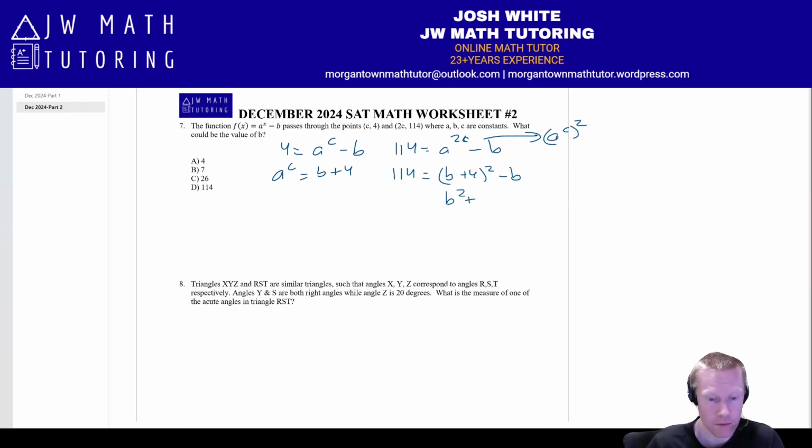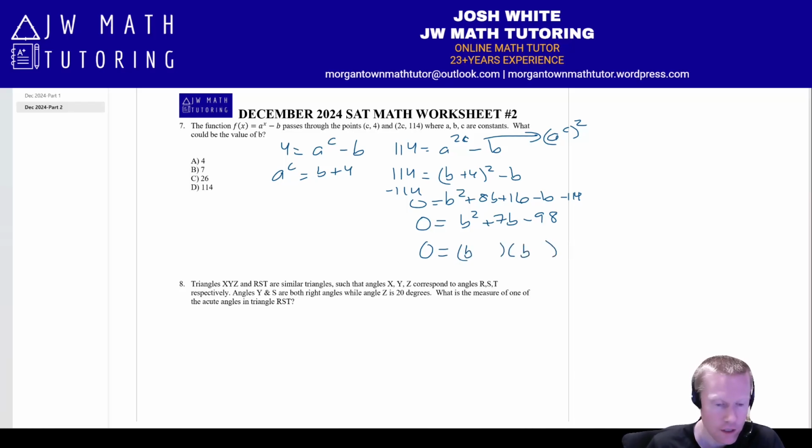If you square this out, it's going to be b squared plus 8b plus 16, and then minus b. And also, I'm just going to go ahead and subtract the 114 over. So now it's equal to 0. So we've got b squared, looks like plus 7b, and then 16 minus 114 is going to be negative 98. Now this you could solve either by factoring, or you could just type into Desmos, look for the x-intercepts, either way. It's going to be b and b.